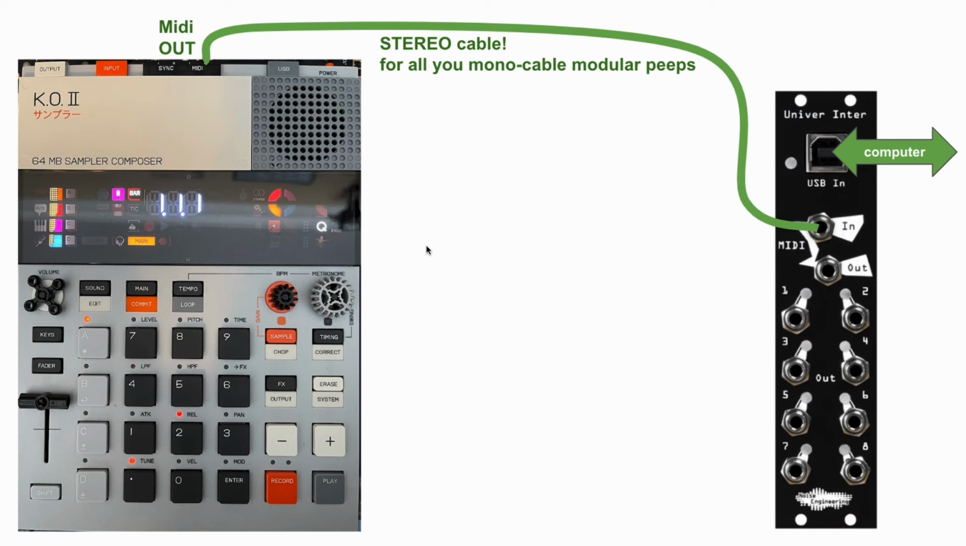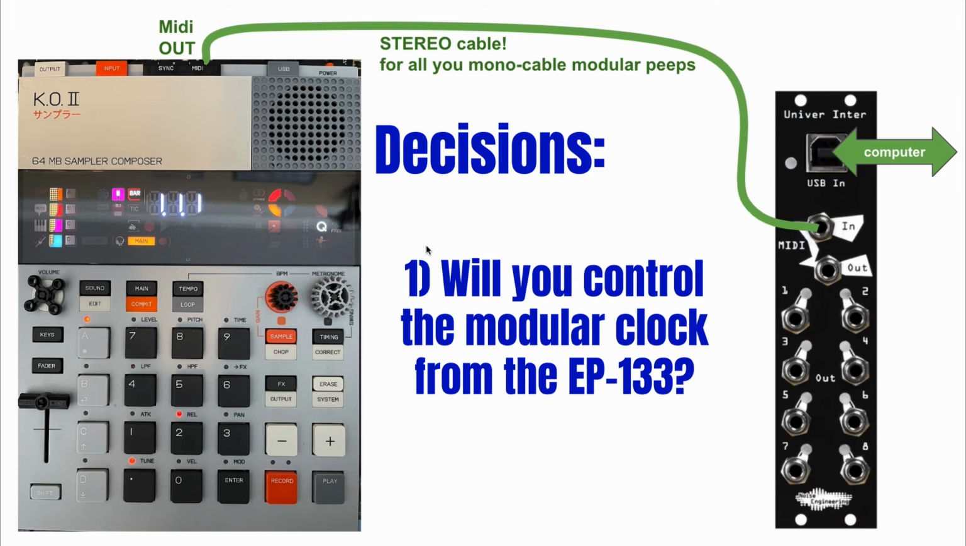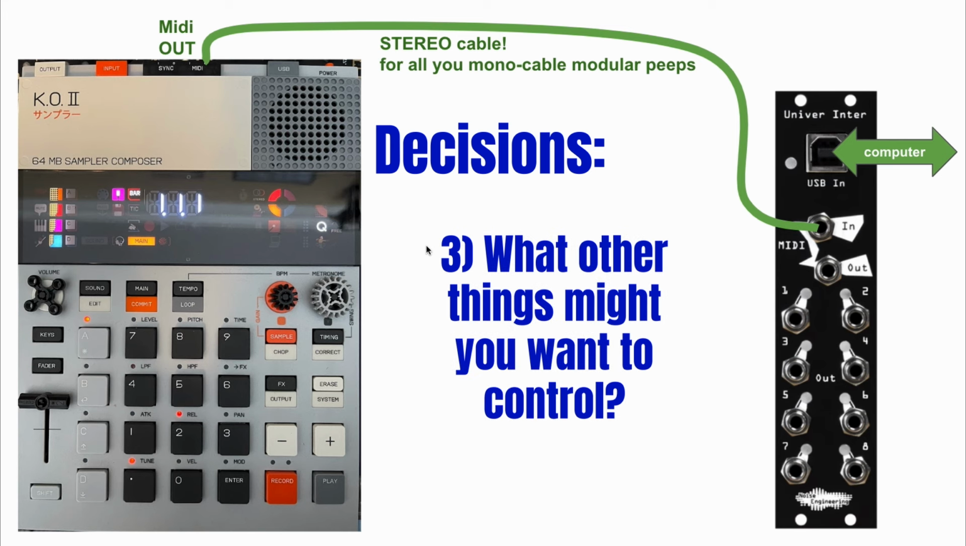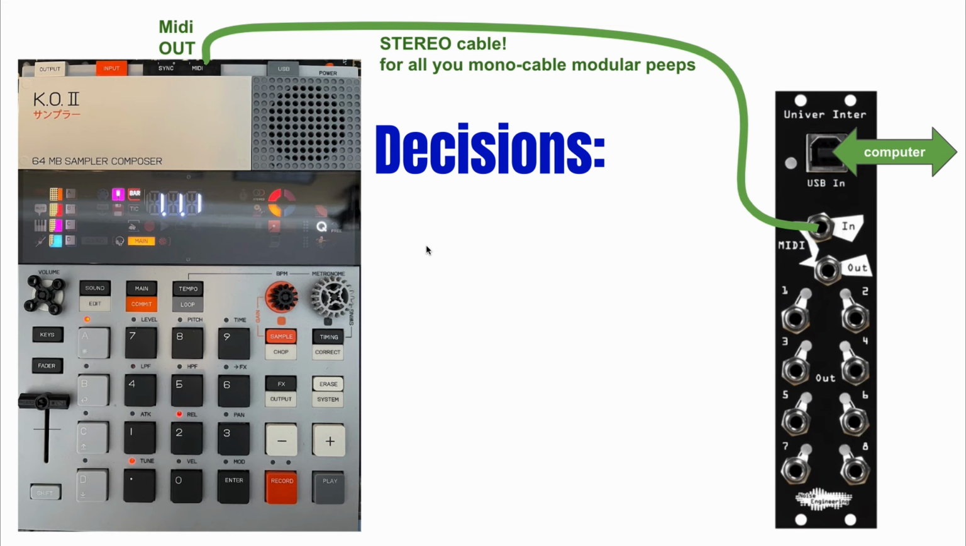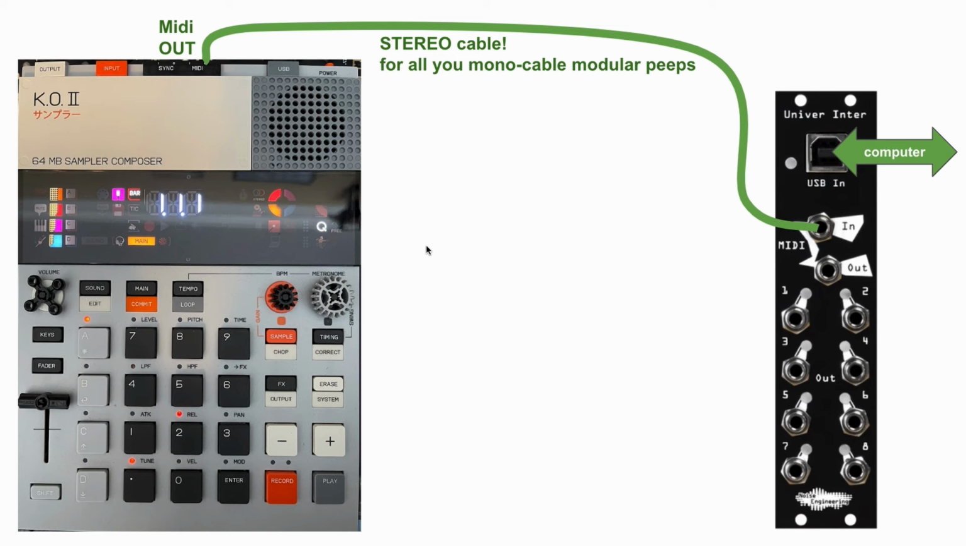Now on the EP-133, you'll set up 2 general things, and one of those might repeat a few times. How you do this depends on a few decisions you need to make first, and yes, you can change your mind later. First, will you control the tempo, the clock, of the modular with the EP-133? Second, what pads do you want to use to send note and gate information to your modular? And third, what other things on your modular system might you want to control using the EP-133? In this case, yes, we want to control the clock of the modular with the EP-133. So we'll want to send clock information.